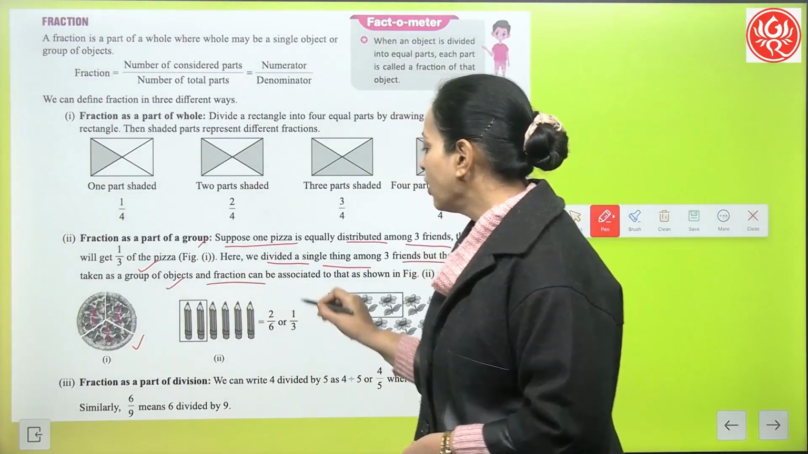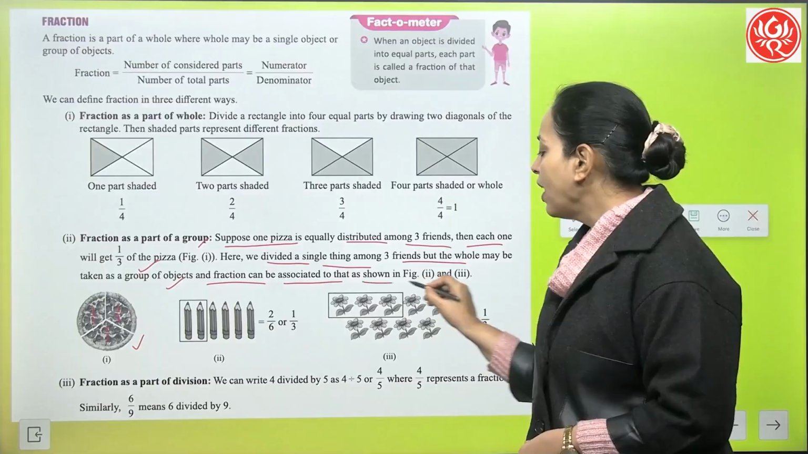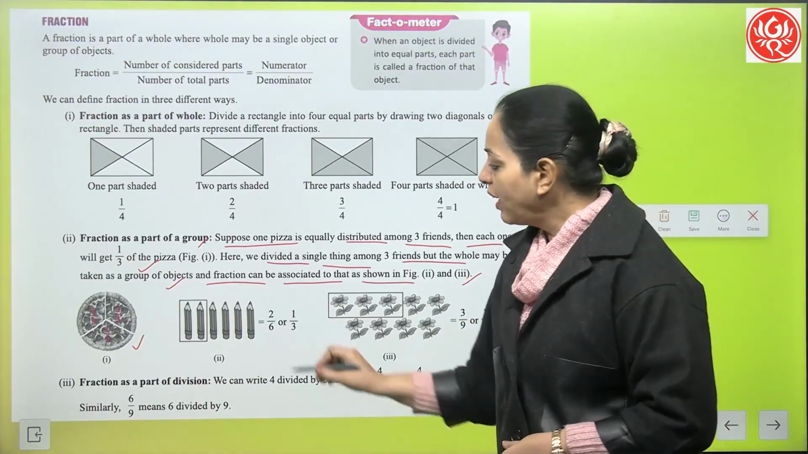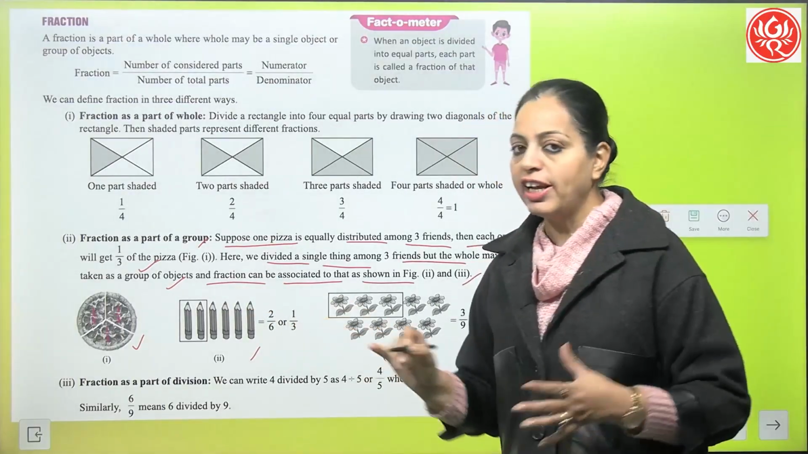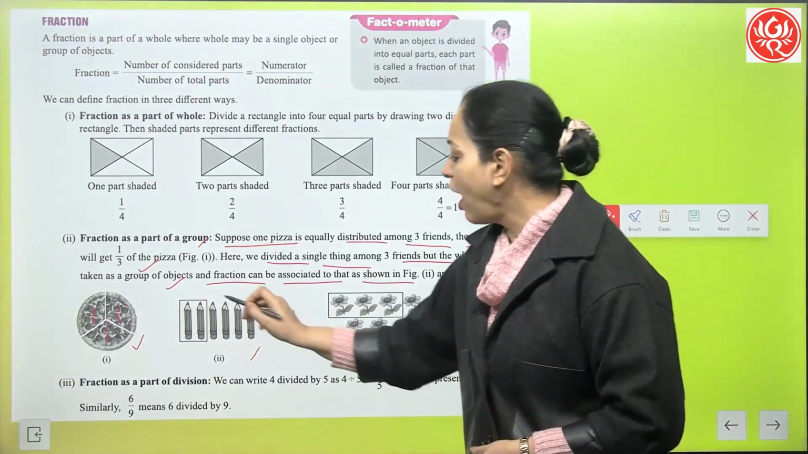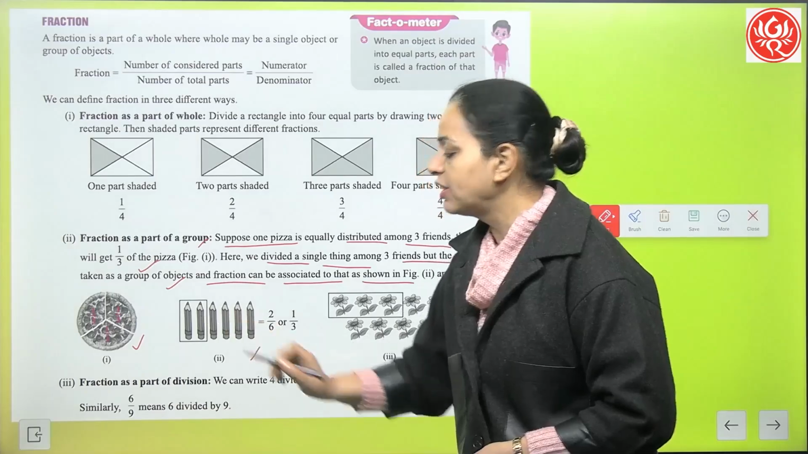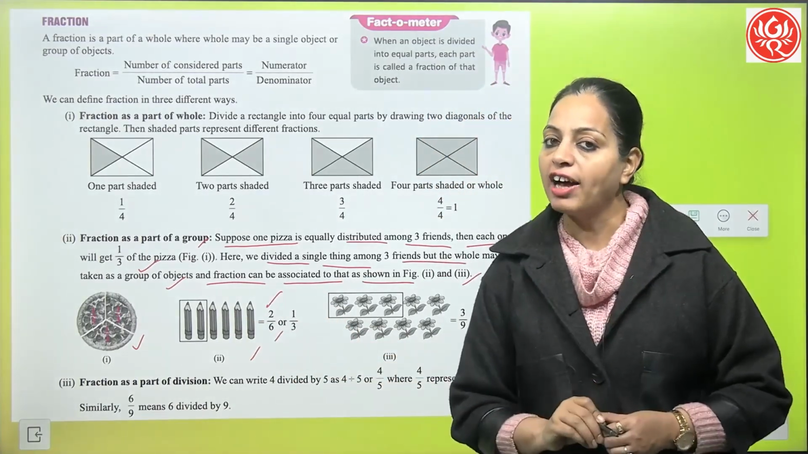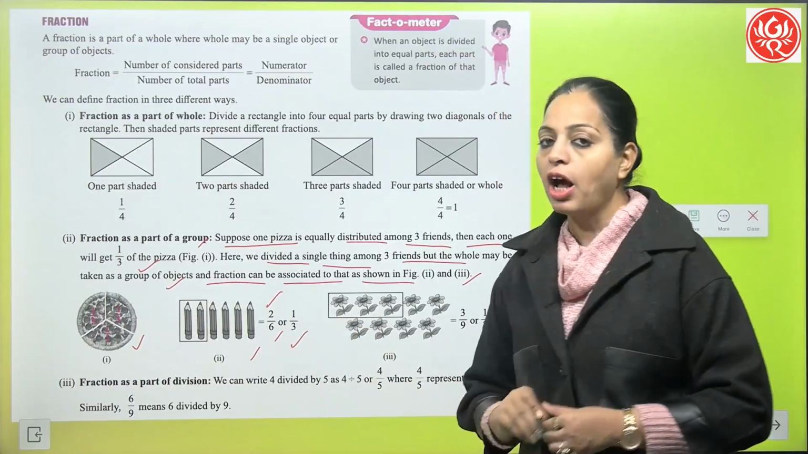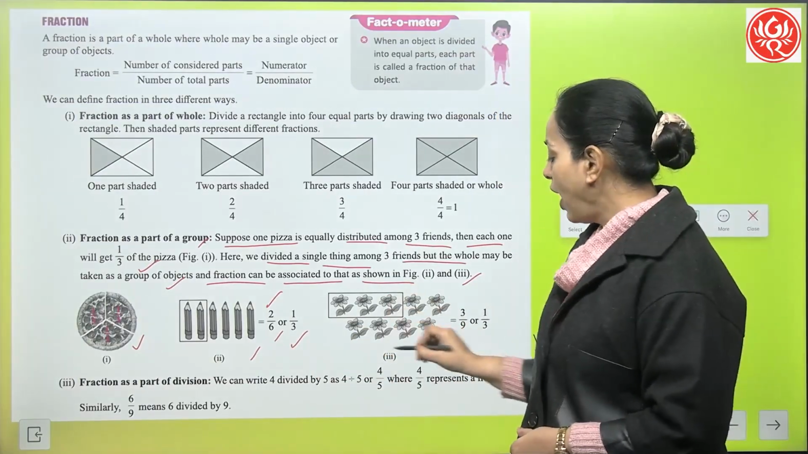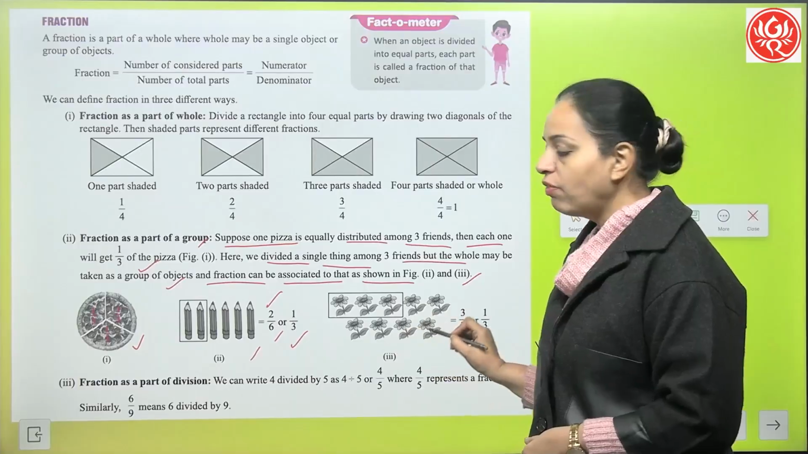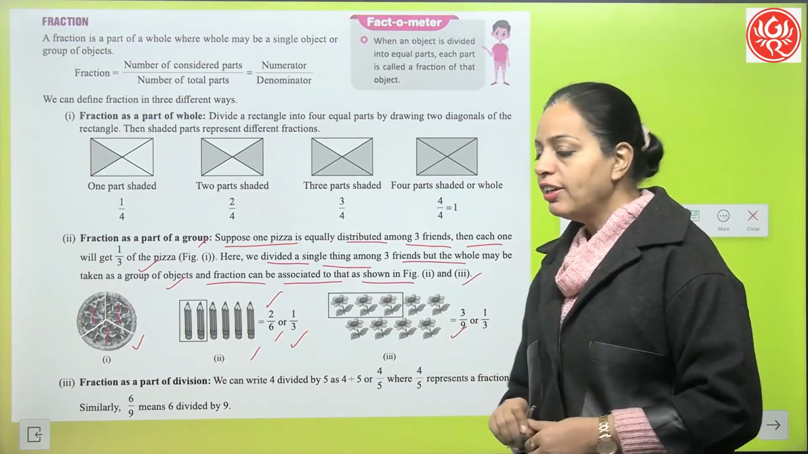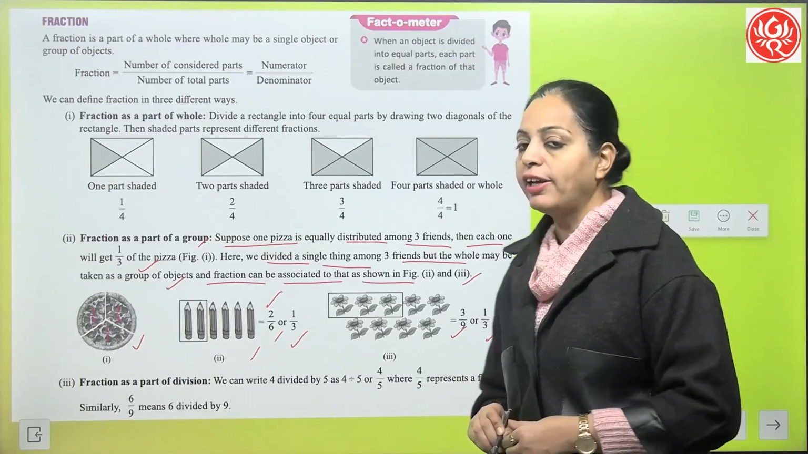objects and fraction can be associated to that as shown in figure 2nd and 3rd. Like here we have taken some collection of pencils and out of 6 pencils we are taking 2. It means 2/6 is the fraction, that is 1/3. Here we have some flowers, like 9 flowers. We are taking 3 flowers, 3/9, that is 1/3.